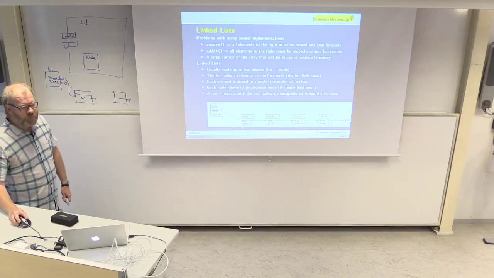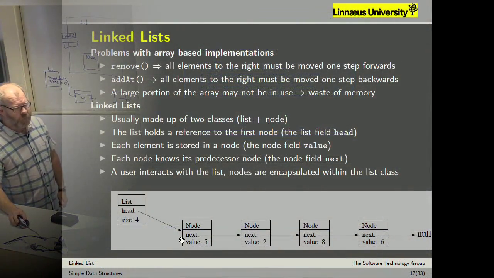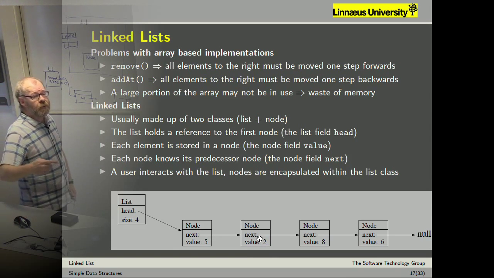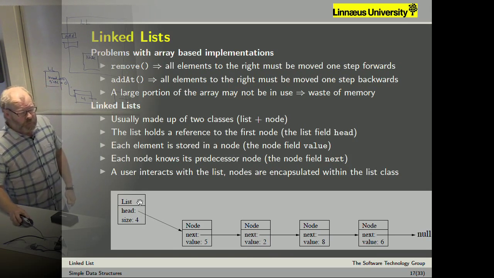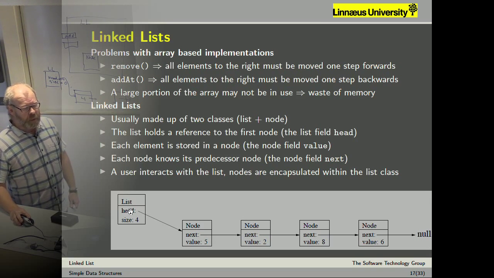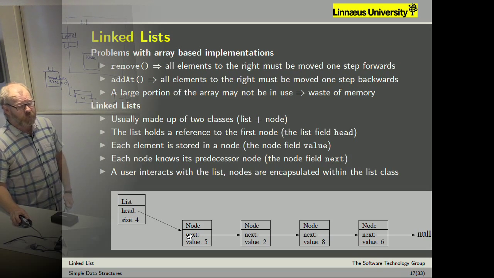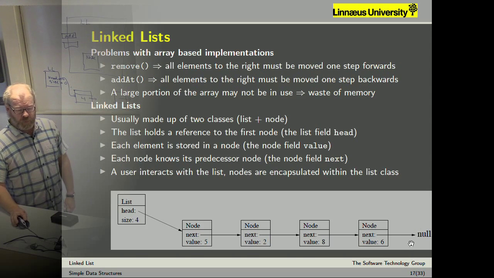So the list knows about the first node and the current size. The nodes contain the value that we are storing, but they also know about the next node in the chain. So when we want to insert an element, we start with a head, and then we say, as long as the next is not pointing to null, we are moving one step, until we find a situation where next is pointing to null. Then we stop, add a new node here, and connect it to next here.